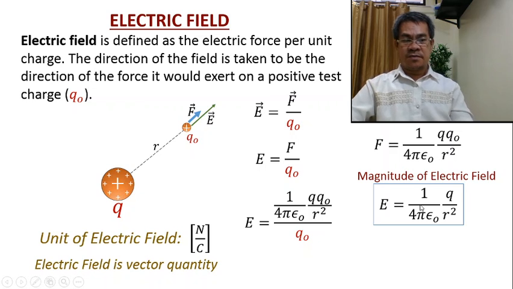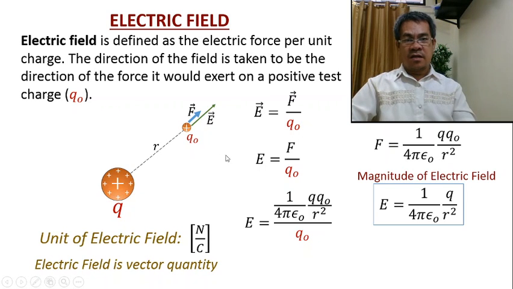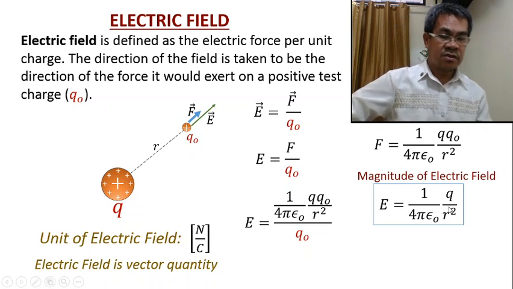Now notice that in order to calculate the magnitude of the electric field, it requires only two parameters. What are they? In order to obtain the electric field at any point in the surrounding of the charge distribution, it requires only the source charge, or the point charge, and the distance away from it. No need to have the test charge. So you can bring any charge here, and you can calculate the electric field, provided you have the distance r and the charge. That's all.